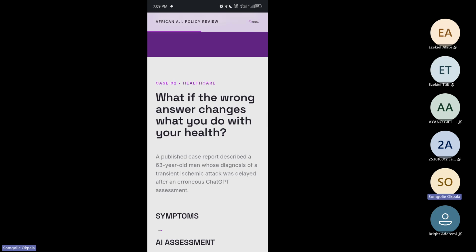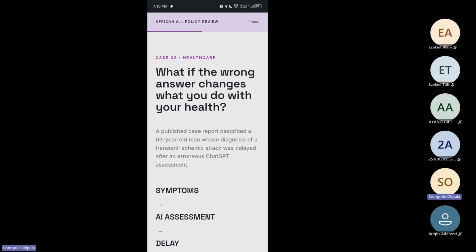So the second case was a 63-year-old man. He had a transient ischemic attack. The healthcare system actually made use of ChatGPT to know if it was that serious or not. ChatGPT said no, it wasn't that serious. So he delayed his treatment, which led to a worse case. So you can see how AI sometimes hallucinates. It can give you very reassuring answers, that yes, I am 100% sure that this is in fact true, meanwhile it is very wrong.